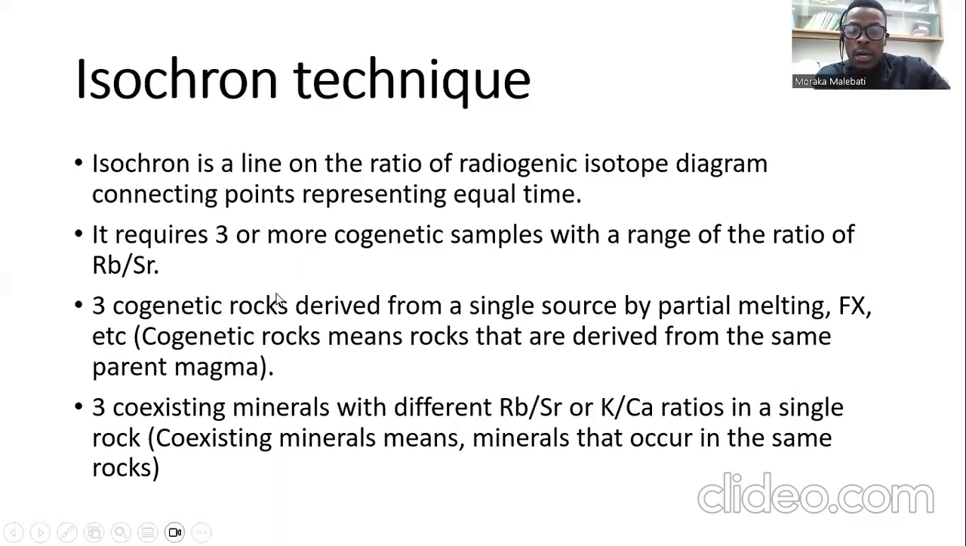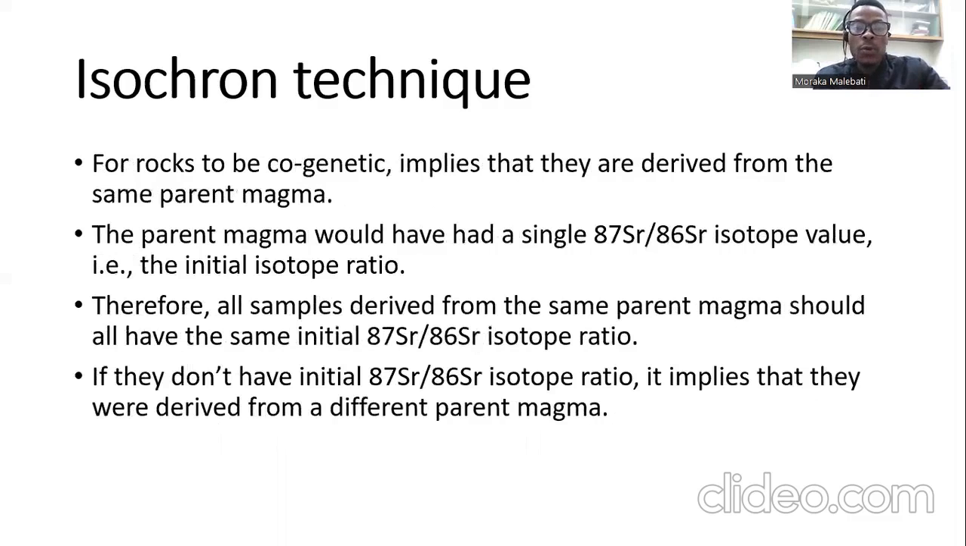Okay, 3 cogenetic rocks derived from a single source, by partial melting or fractional crystallization. Cogenetic rocks means rocks that are derived from the same parental magma. So 3 coexisting minerals with different ratios of rubidium and strontium, or potassium and calcium ratios, in a single rock. Coexisting minerals means minerals that occur together in the same rock. For rocks to be cogenetic implies that they are derived from the same parental magma, as explained.